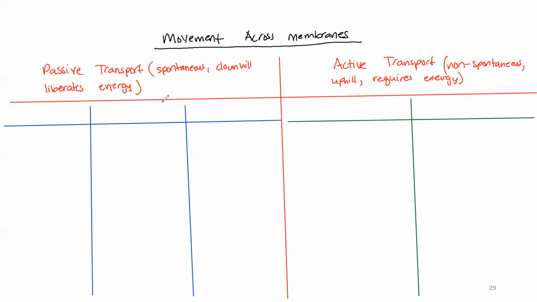So let's start by reviewing simple diffusion and some of the important parts of simple diffusion. So first of all, we said it was always based upon the concentration gradient.